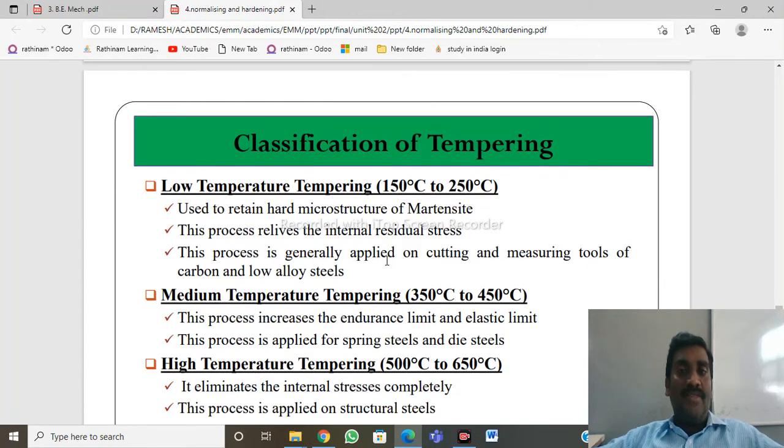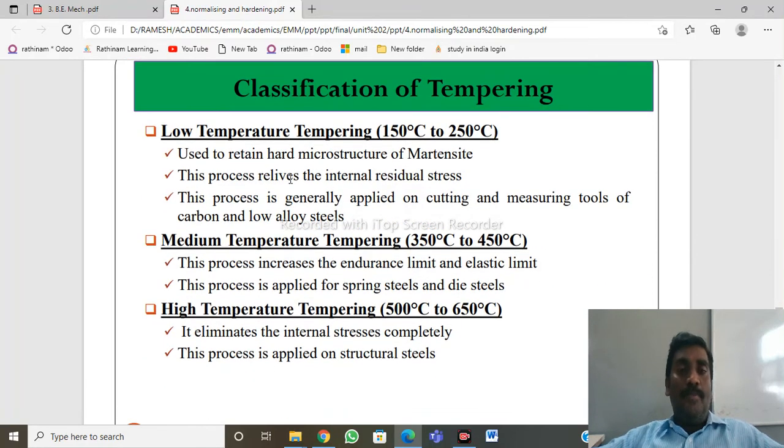So what are the classifications of tempering? Low temperature tempering, medium temperature tempering, and high temperature tempering. These are the three classifications. Low temperature tempering is done between 150 and 250 degrees centigrade. This gives a hard microstructure of martensite. This process relieves the internal residual stresses, and it is generally applied on cutting and measuring tools of carbon and alloy steels.